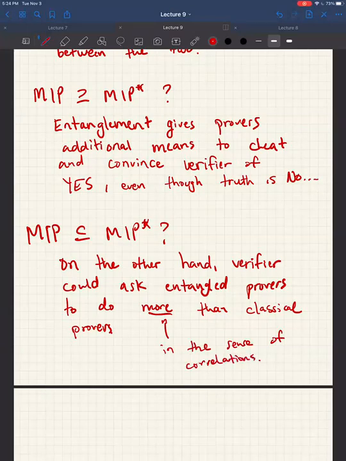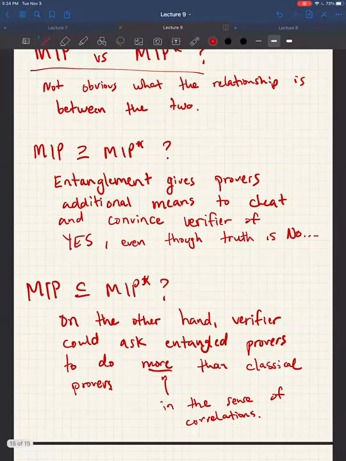Right, so there are two different, conflicting pieces of intuition that make it not clear who has the upper hand in this kind of proof system. Does the verifier have more power now that it can ask the provers to do quantum things, or can the provers use this entanglement to always fool the verifier?